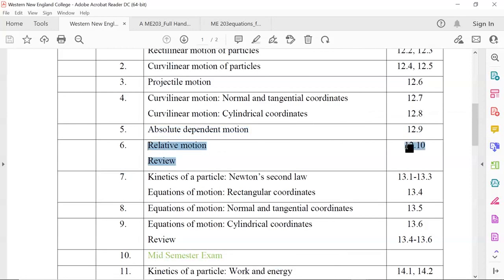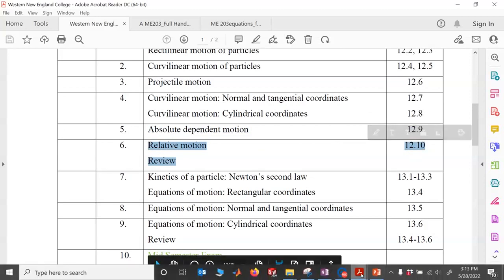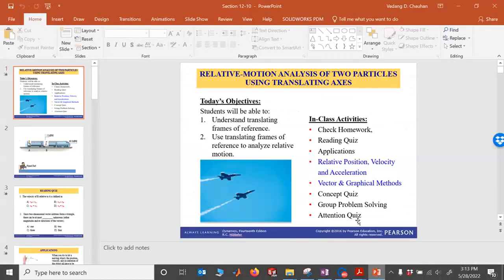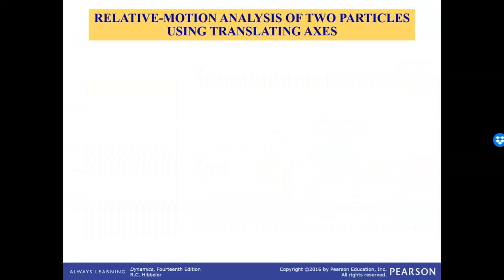Relative motion analysis, topic 12.10. This is the last topic from chapter 12. Relative motion analysis using two particles translating axis.